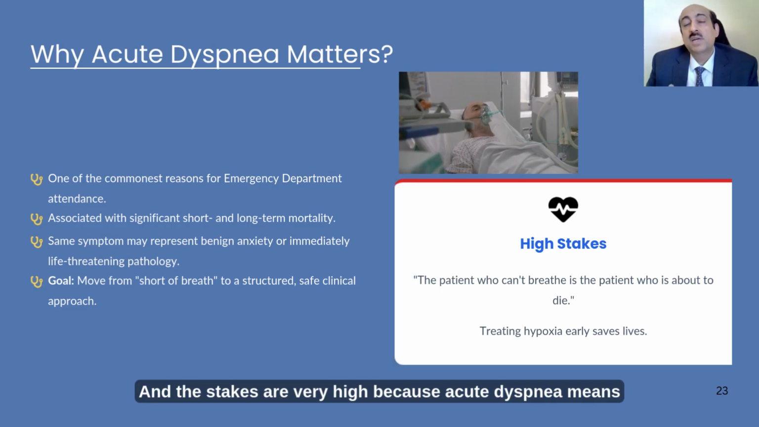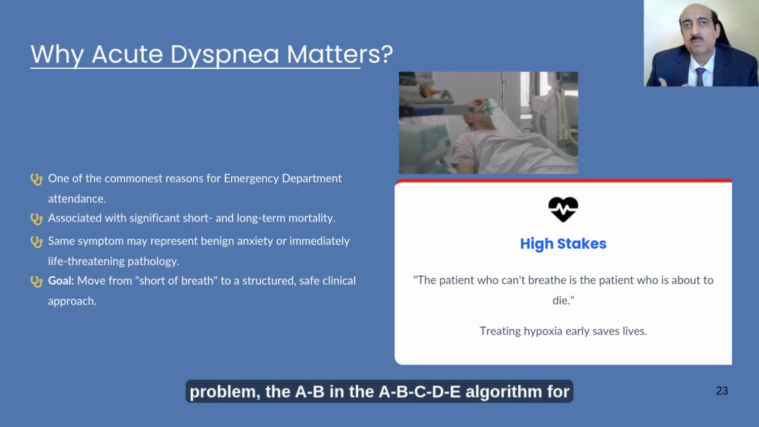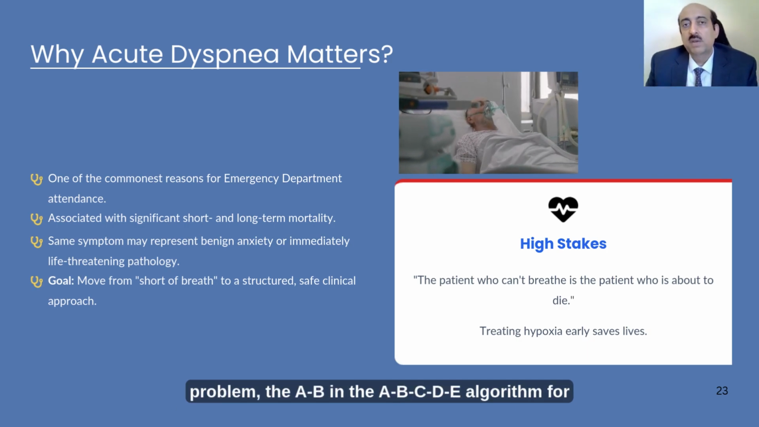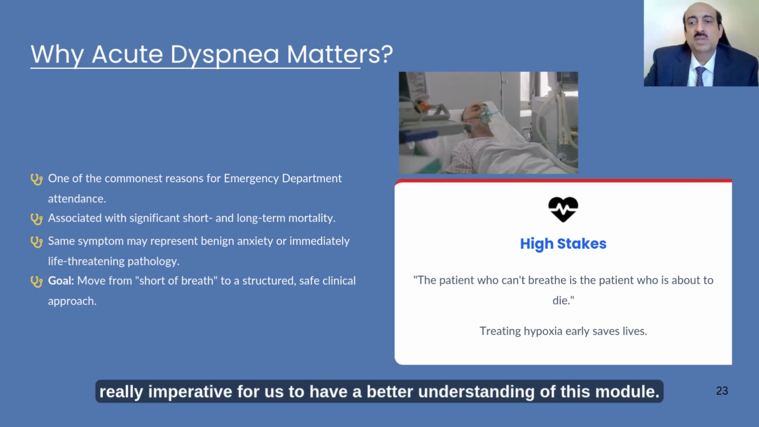And the stakes are very high because acute dyspnea means there is an acute either airway problem or breathing problem, the AB in the ABCDE algorithm for resuscitation. Hence, it's really imperative for us to have a better understanding of this module.